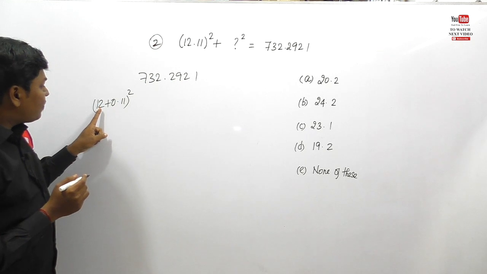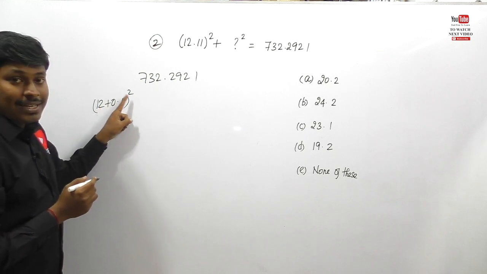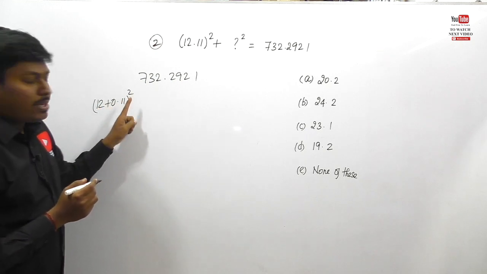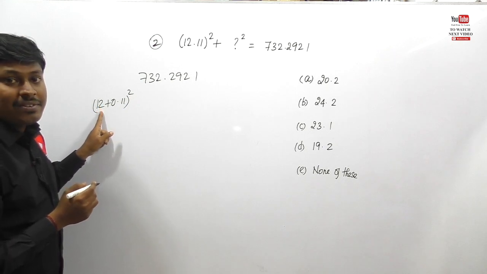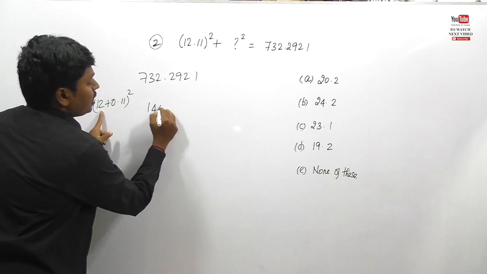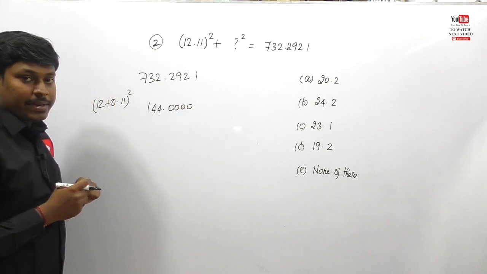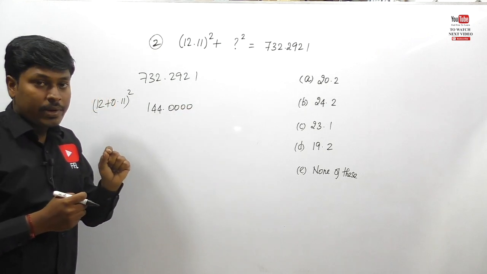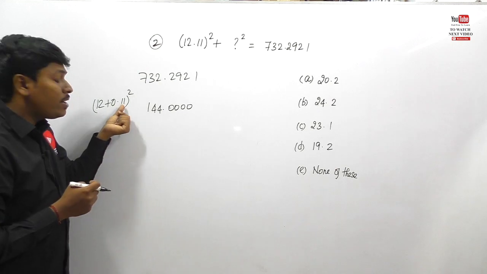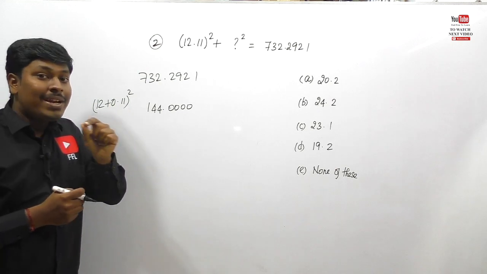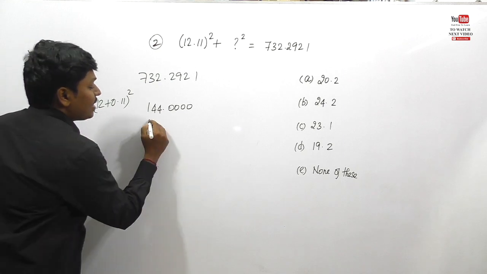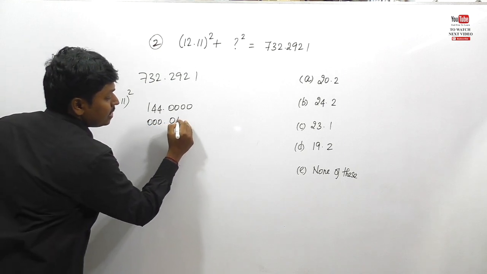Friends, this is in the format called (a plus b) the whole square, that is a square plus b square plus 2ab. What about a square, friends? 12 square will be 144. Next is 0.11 square. We know that 11 square is 121, but here it is 0.11 square. So this can be written as, friends, listen carefully, 0.1.